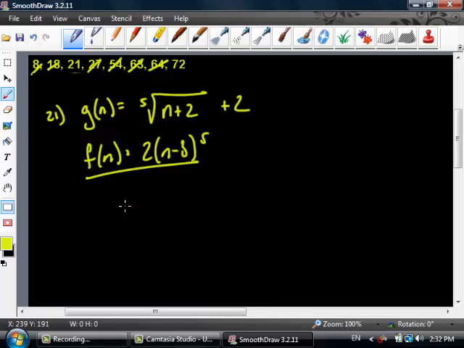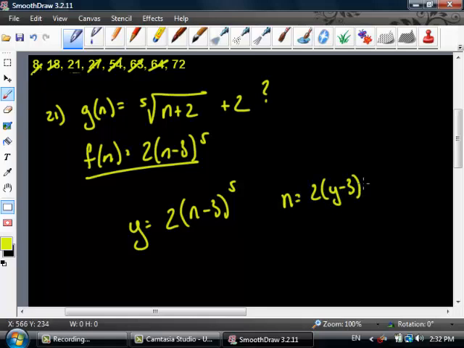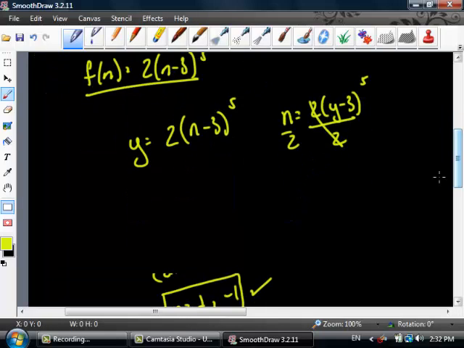So why don't I take the inverse of this bottom function right here? So if I say y equals 2 times n minus 3 to the 5th power, let's see what happens if I take the inverse. Do I end up with the top equation? Let's find out. So I'm going to switch out n equals 2 parentheses y minus 3 to the 5th power. I'm going to divide by 2. I'm going to get some junk down here.